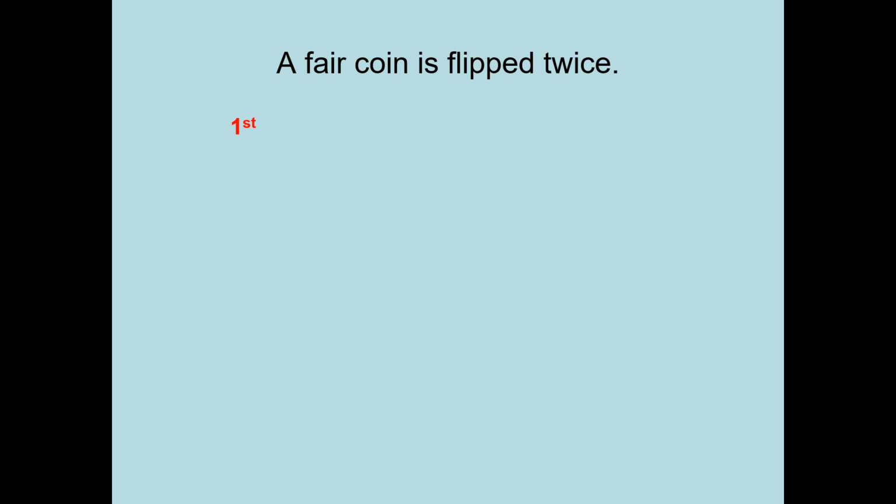So our first event is us flipping the coin the first time. When we flip the coin the first time, it has the possibility of getting a heads, or it has the possibility of getting a tails. Notice that I've used abbreviations.